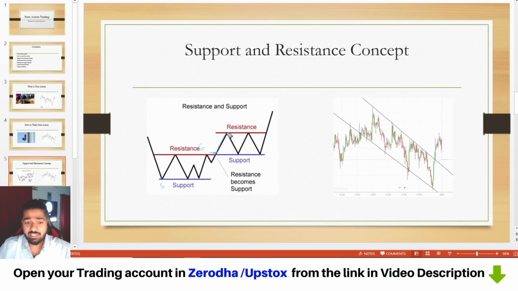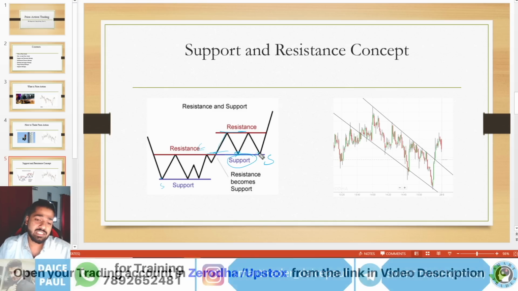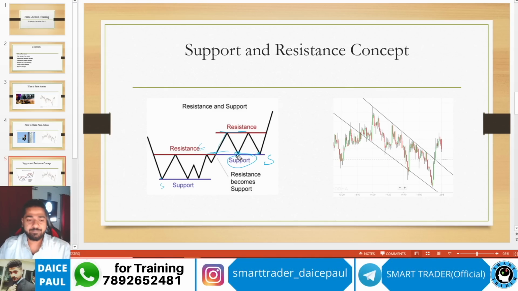Slowly, once it breaks out, the resistance line becomes your support now. So resistance becomes support. Now this is your support line and a new resistance has been formed, so that the price takes support here. Okay, this is one example.